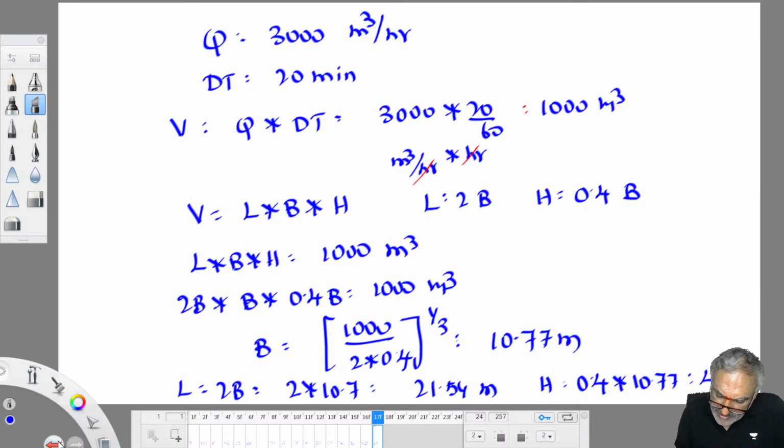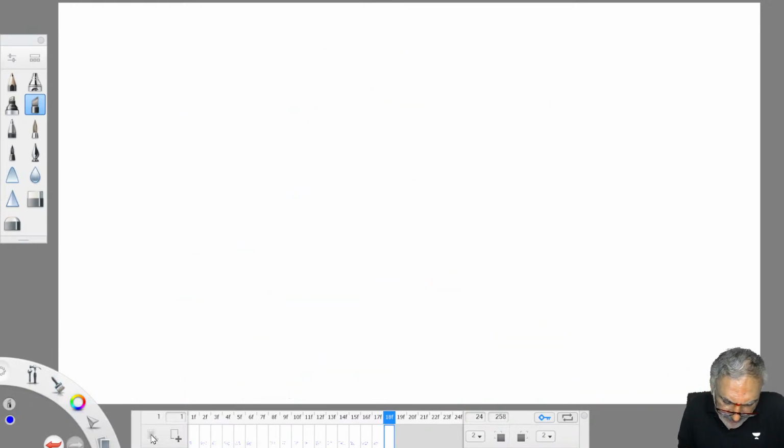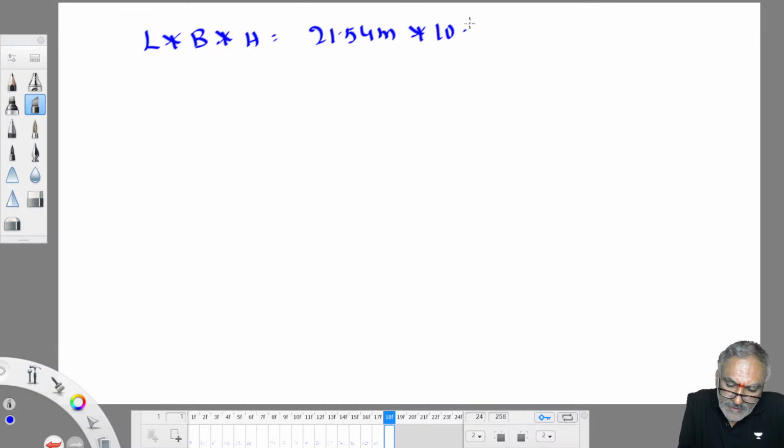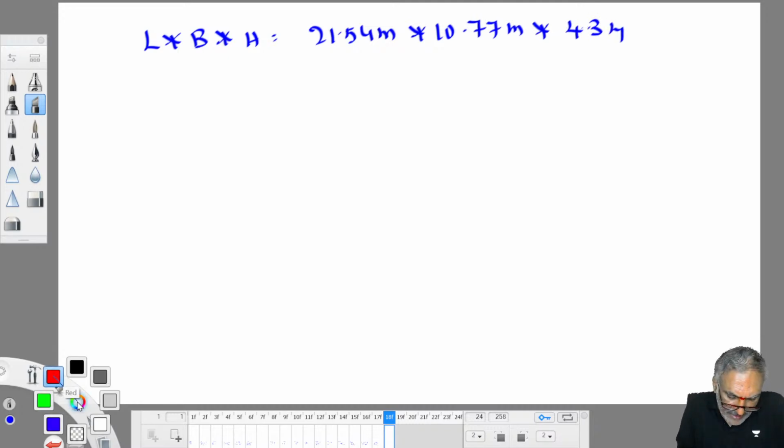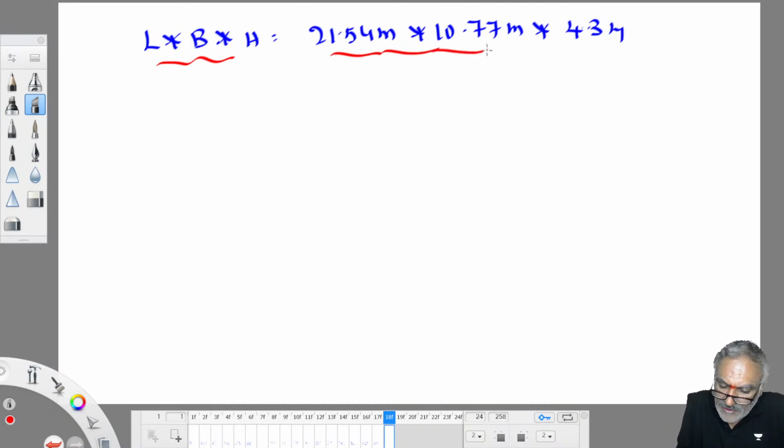So these are the dimensions of the mixing basin, that is the flocculator. This is length, width, depth. So length into width into depth is equal to the dimensions. So it is 21.54 meters by 10.77 meters by 4.3 meters. Size of the rectangular tank we use as a flocculator. Okay, that is the first part answer.